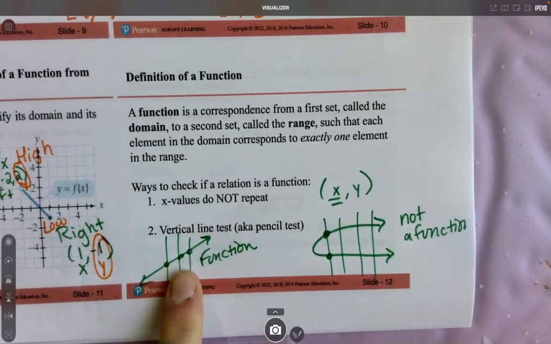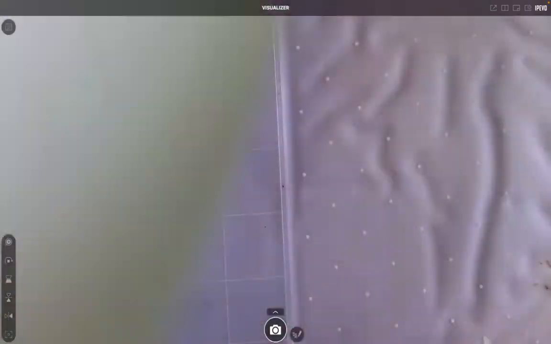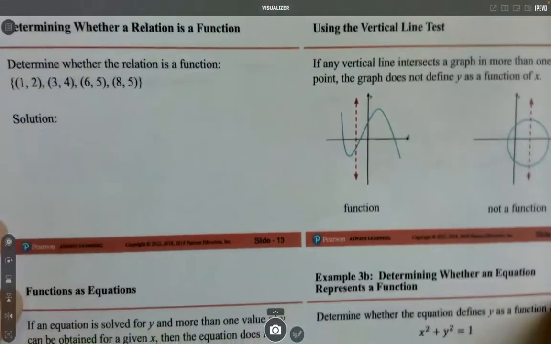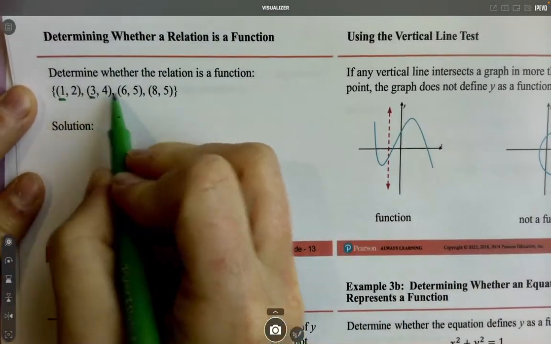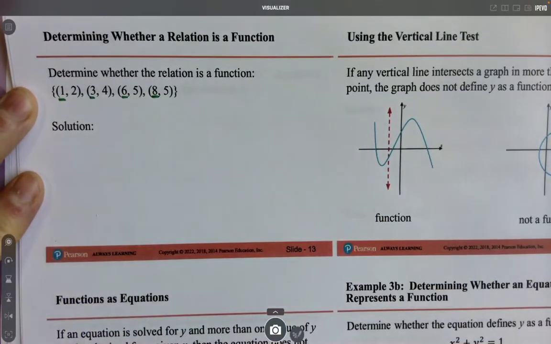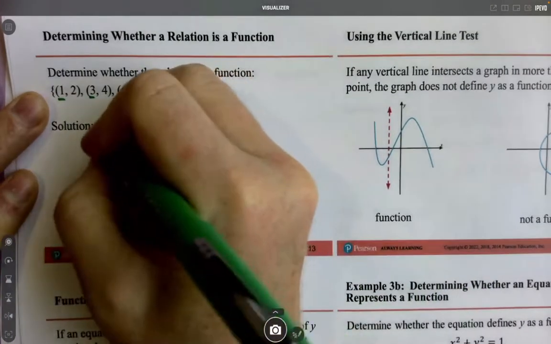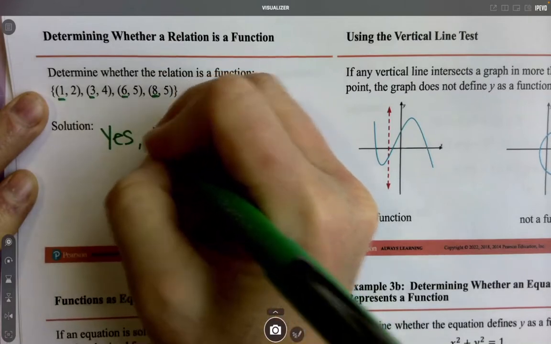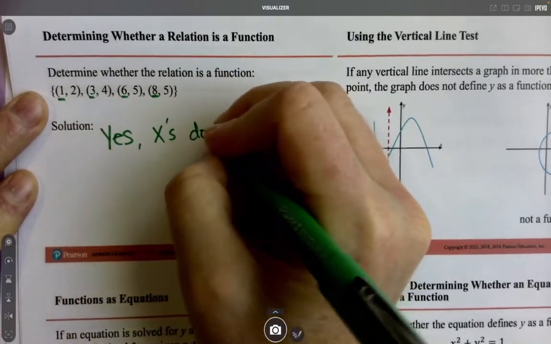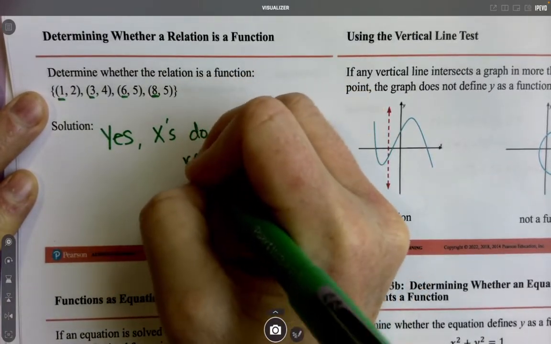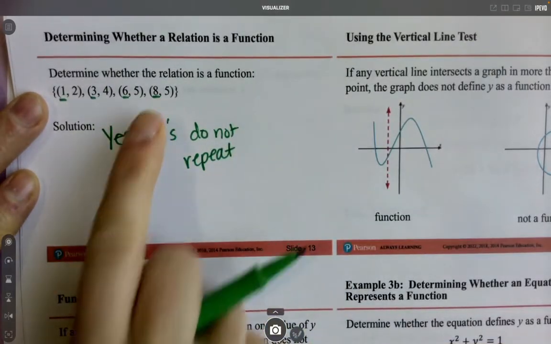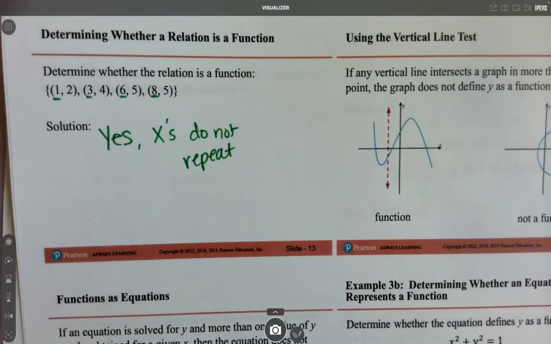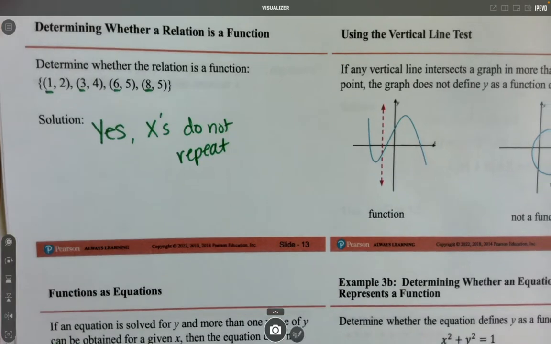All right, so the first question says determine whether a relation is a function. So just look at the x's. X's do not repeat, so yes, it is a function. The y's repeated, but we don't care about that when we're determining if it's a function or not.